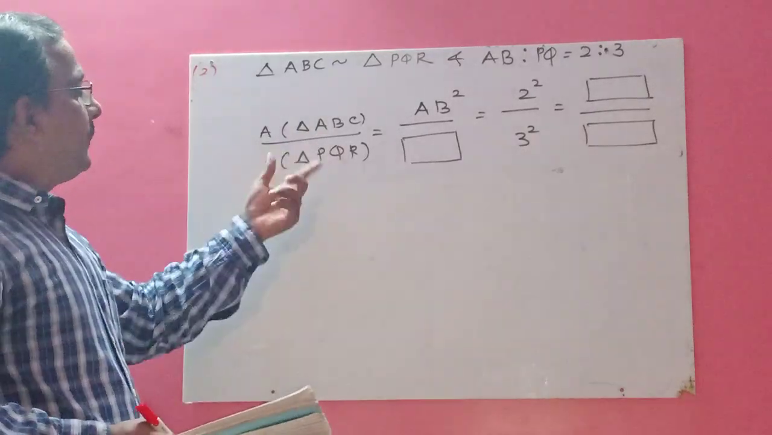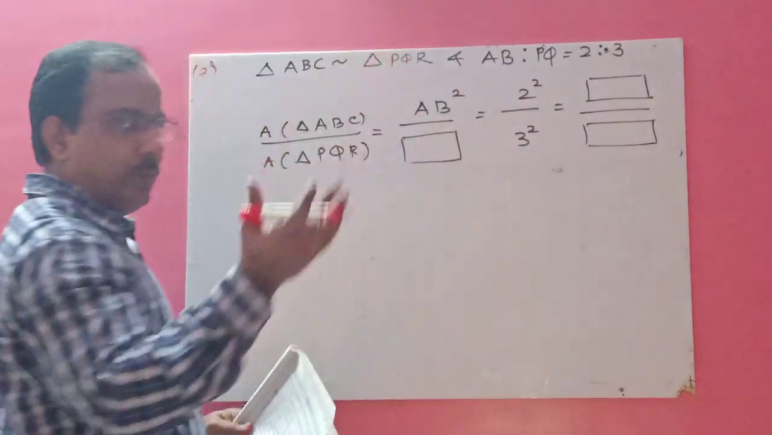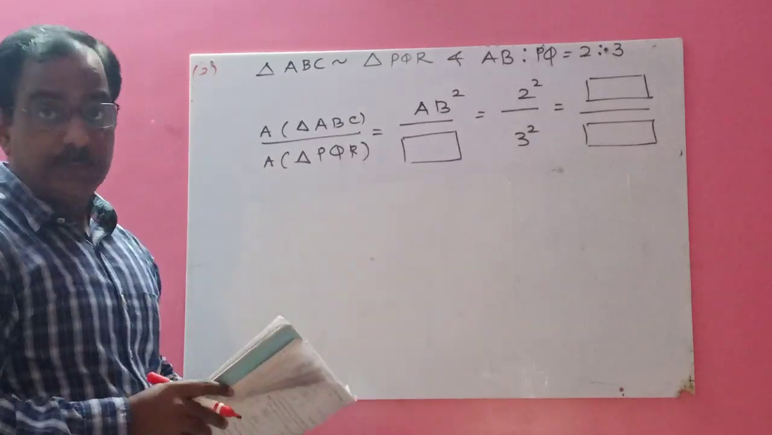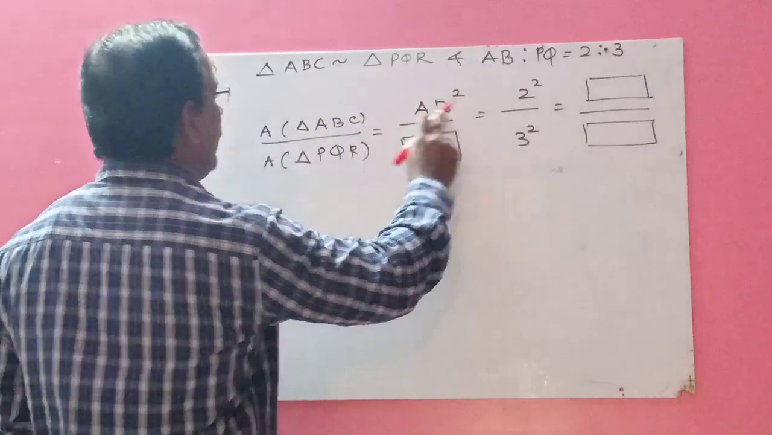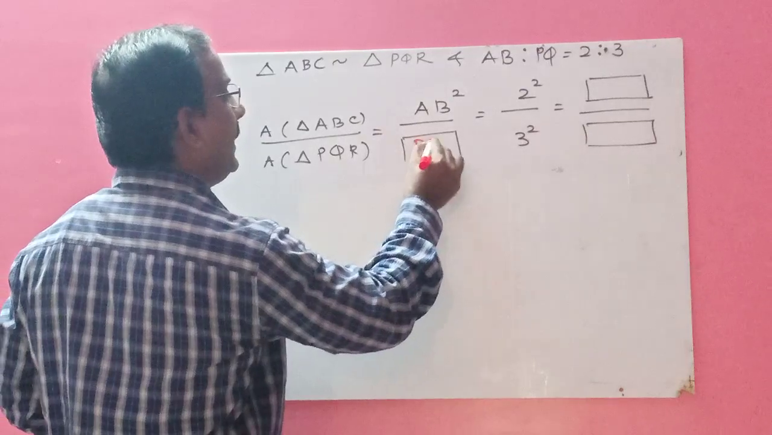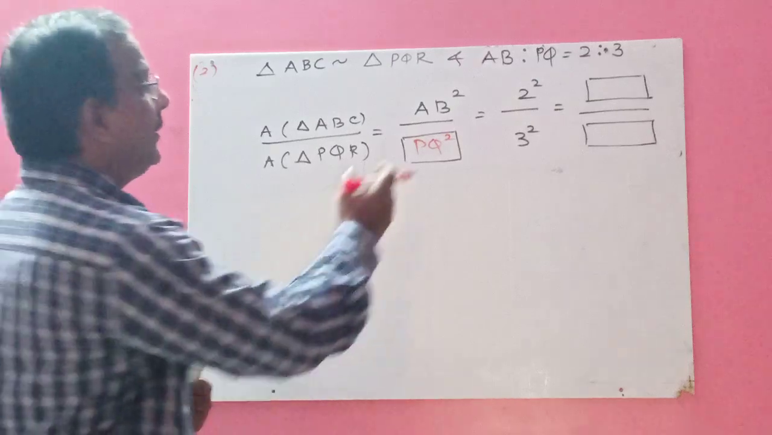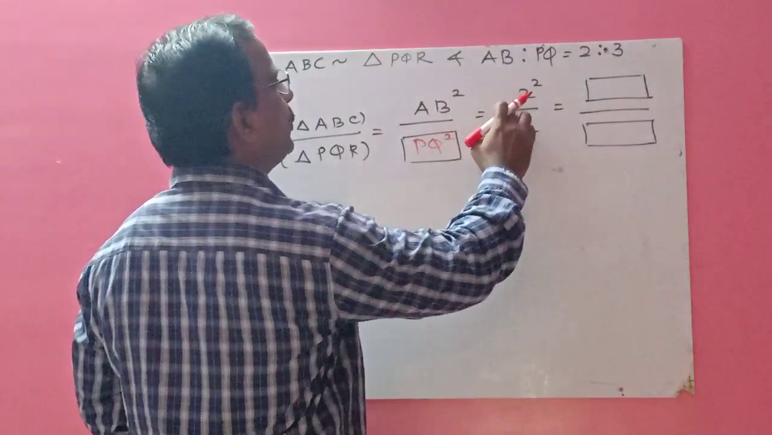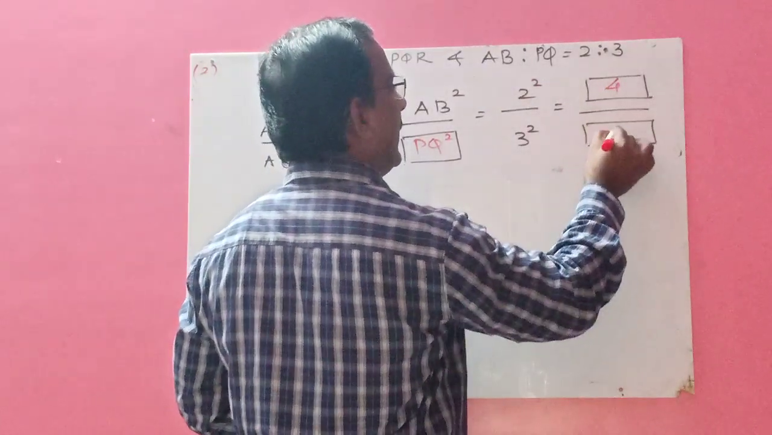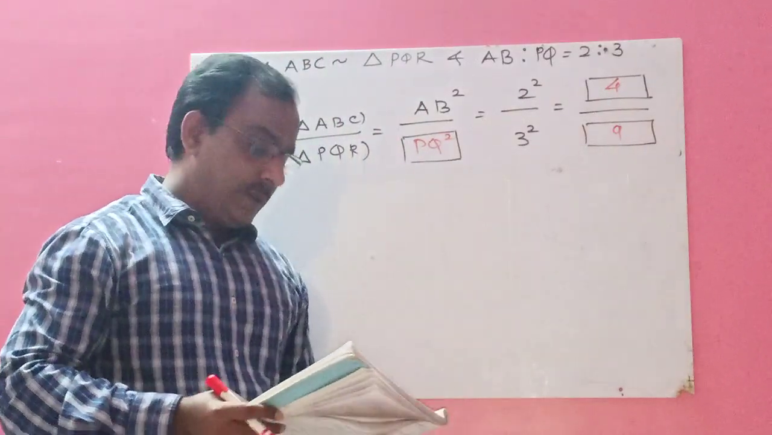Area of triangle ABC upon area of triangle PQR, right? Because these two are similar, you know the ratio of their areas is equal to the ratio of squares of corresponding sides. So here AB is given. So the corresponding side of AB is PQ. Just write down here neatly PQ and square. Half marks. Then it is already given AB upon PQ. So 2 square, 3 square. So 2 square is how much? 4, and 3 square is 9. Simple sum. It's a very simple sum.